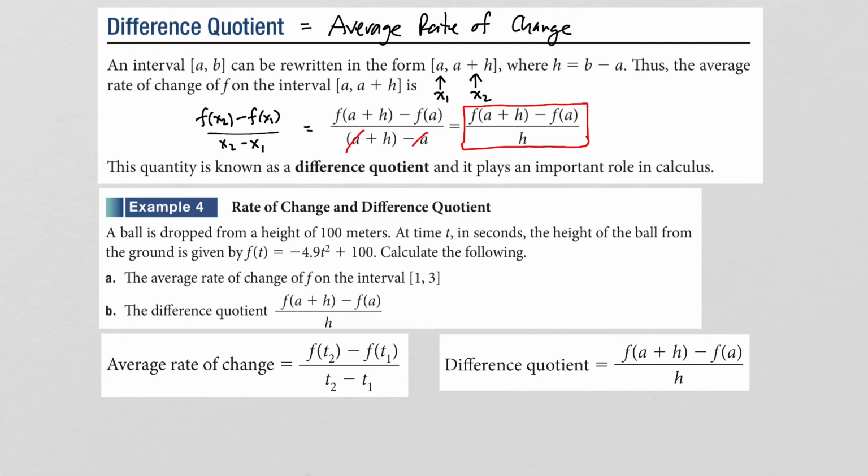This is an alternative way of describing the average rate of change. So don't be confused by the different symbols, and I know it looks slightly different. It's the same thing.